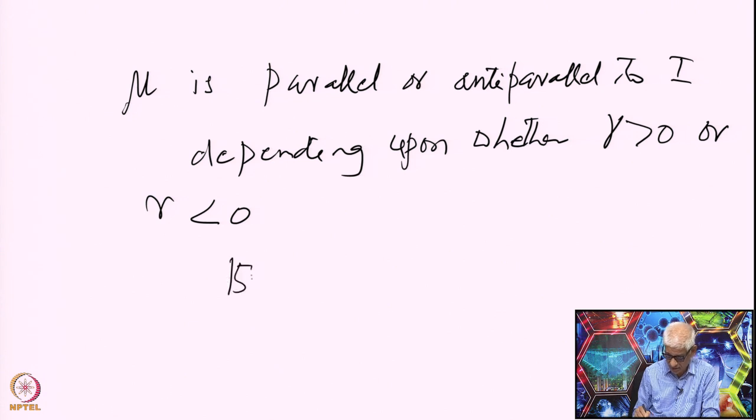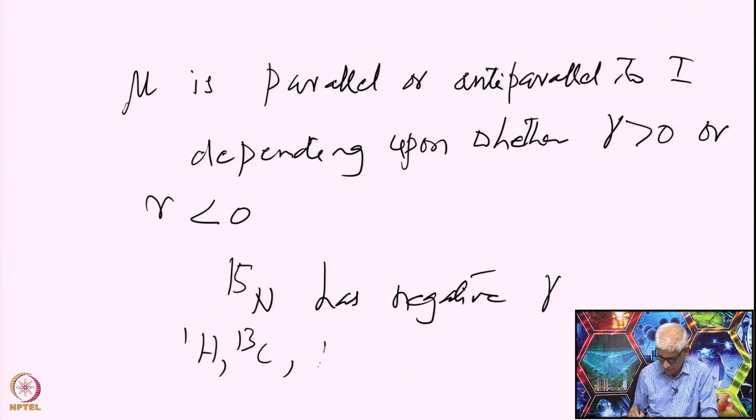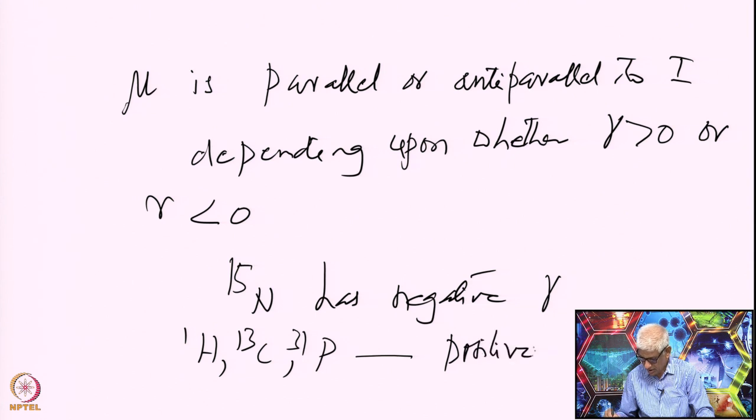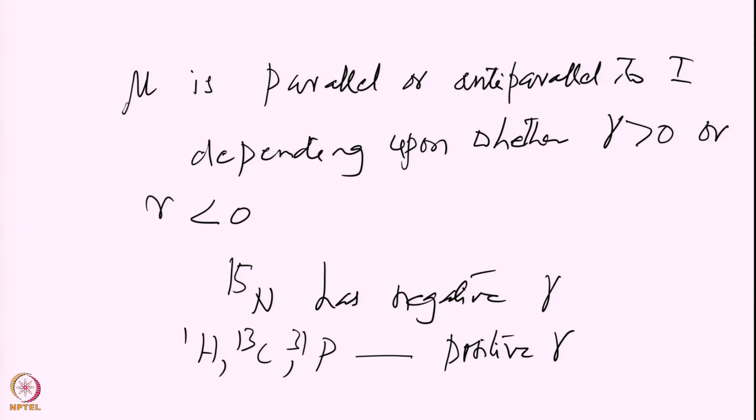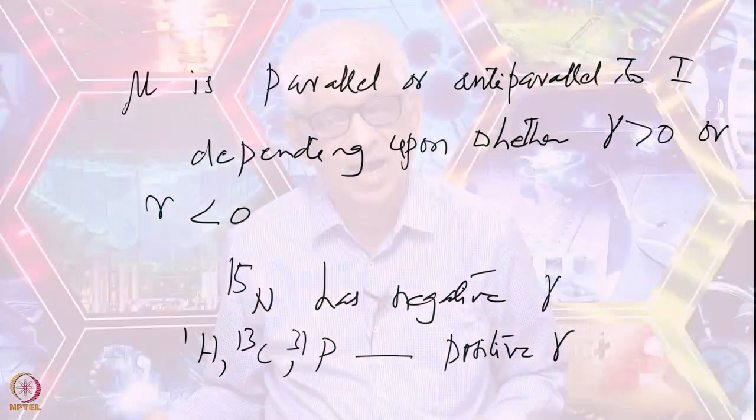For example, nitrogen 15 has negative gamma. Proton is positive. Proton, carbon 13, P 31, these are the nuclei I am taking which are of common interest in biology, structural biology. So, these ones have positive gamma. This is the fundamental property of the nuclei. We have two entities: one is the spin angular momentum, and the ground state of the nucleus is characterized by a number, which is called the nuclear spin, and that determines its angular momentum. And nuclei also have an intrinsic property known as the magnetic moment. The magnetic moment is proportional to the I value.